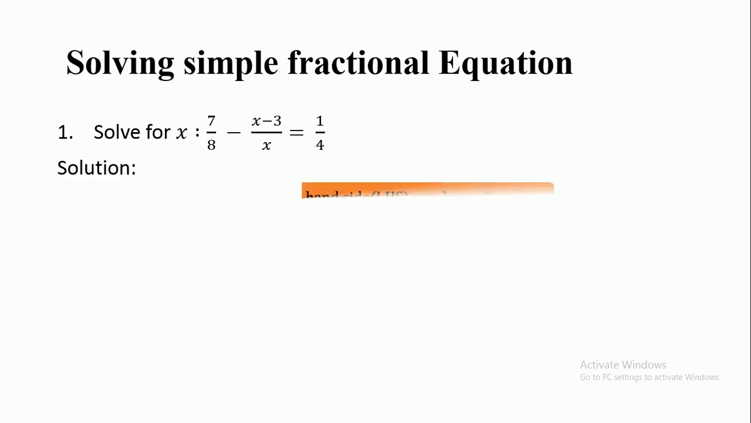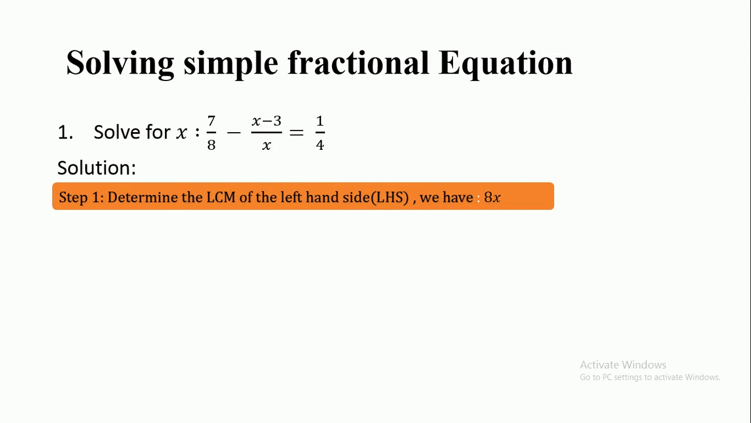The solution goes thus. The first step is to determine the LCM of the left hand side. The equality sign separates the left hand side and the right hand side. Each term is expressed in fractional form. On the left hand side we have 8 as the denominator in 7 over 8, and x as the denominator in (x minus 3) over x.